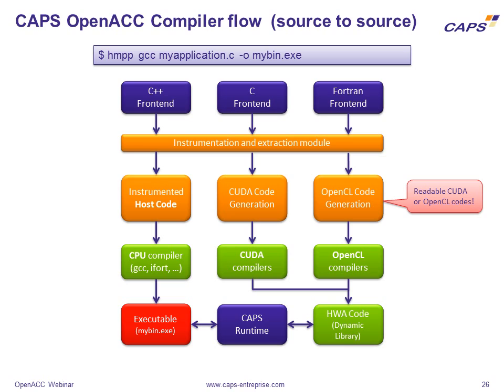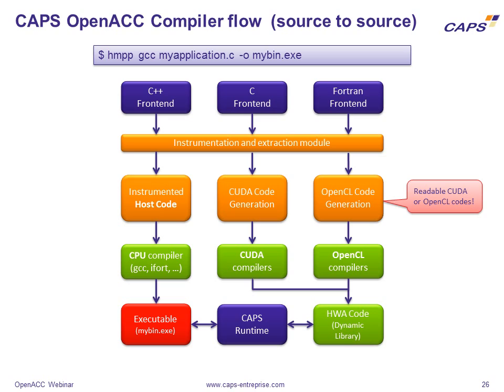How the CAPS OpenACC compiler builds hybrid applications. Here is an overview of the CAPS OpenACC compiling workflow. On top of the picture are the front ends, which take C, Fortran, or C++ as input. After the standard processing passes, host and device code are insulated to follow different compiling processes.